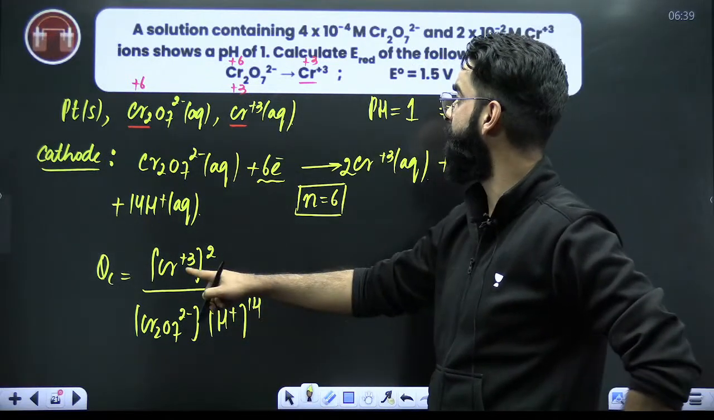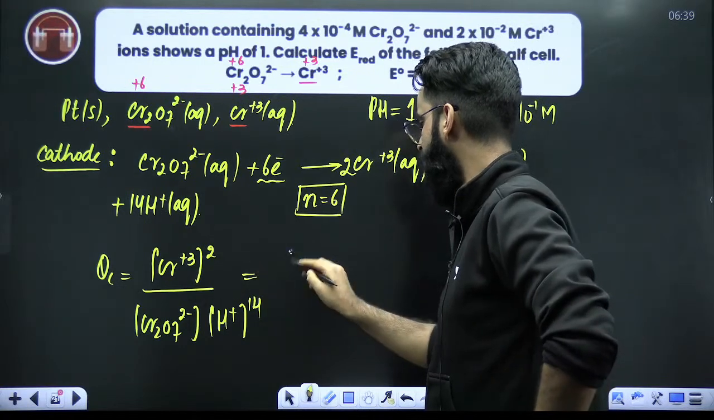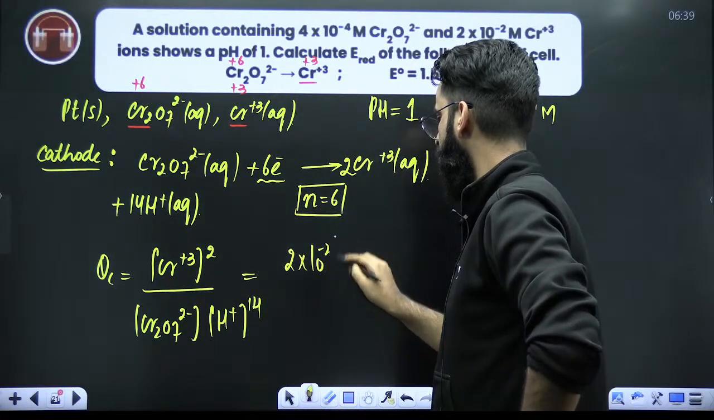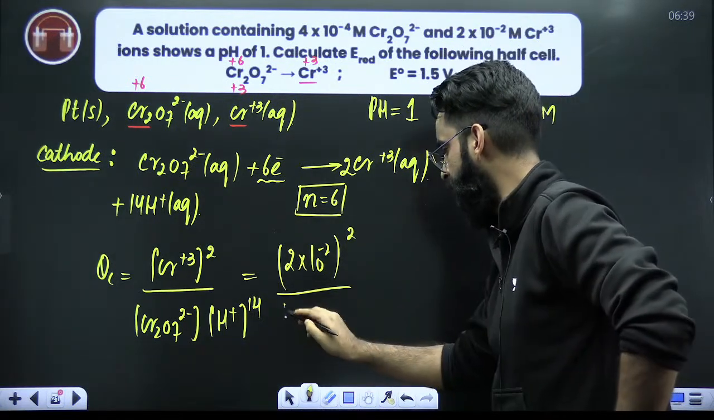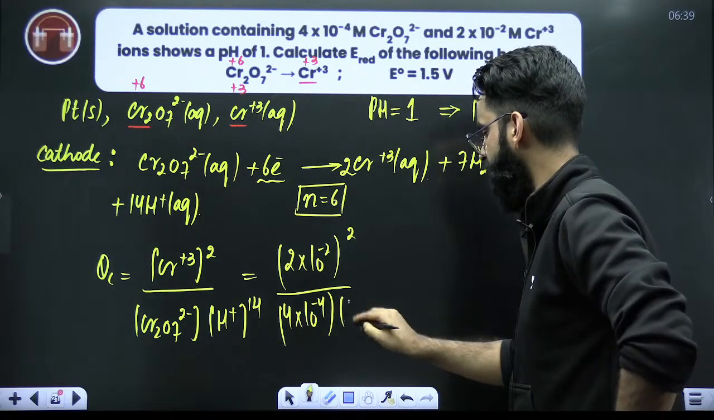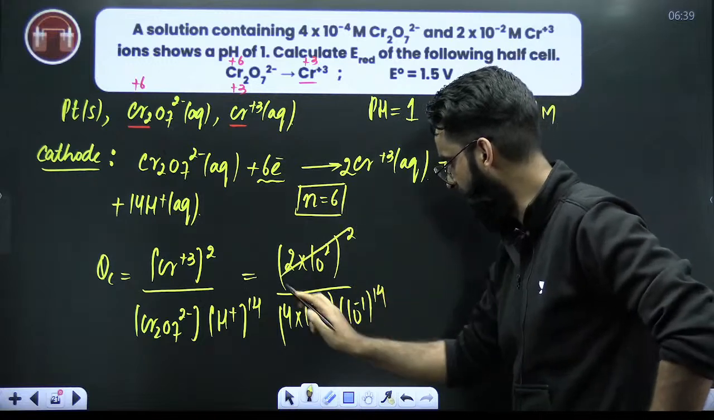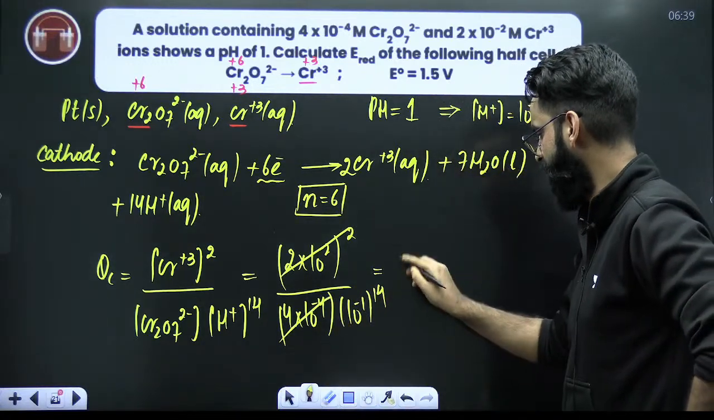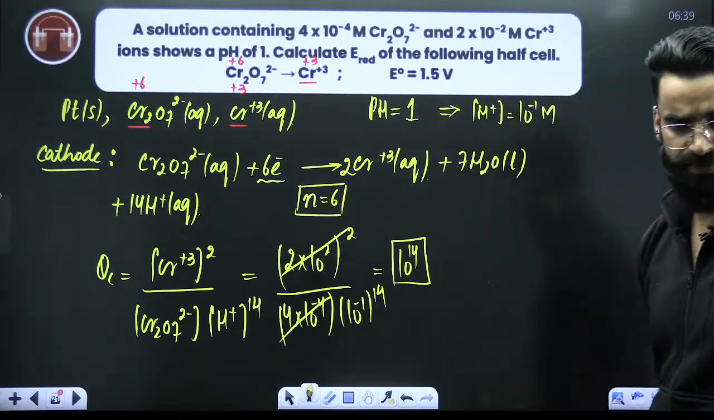The Cr tripositive concentration is given to me, I believe, 2 into 10 raised to the power minus 2. So, (2 into 10 raised to the power minus 2) whole squared, divided by the concentration of Cr2O7 dinegative, given to me as per the equation, 4 into 10 raised to the power minus 4, and the concentration of H positive, (10 raised to the power minus 1) raised to the power 14, right? I'll say this particular term gets cancelled out. So the final value is 10 raised to the power 14. So this is QC. This is QC, right?